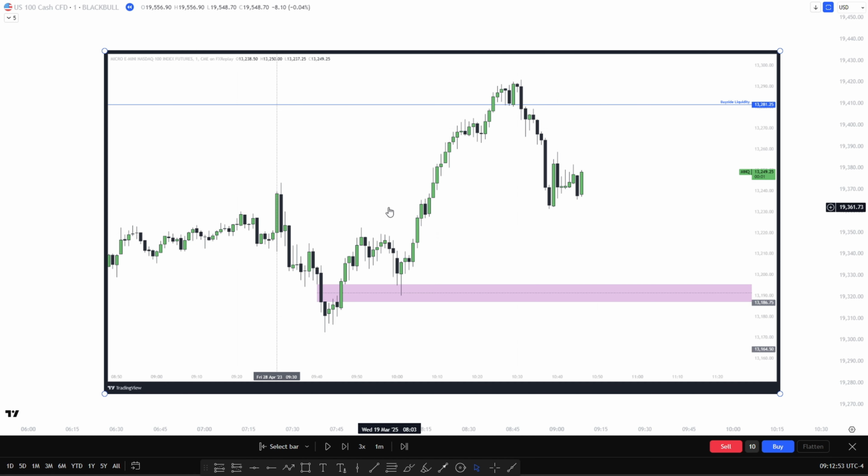First of all, you have to have a bias. You have to have a draw on liquidity which you will be targeting. Second of all, your ideal entry will form during a macro, and also you will want.